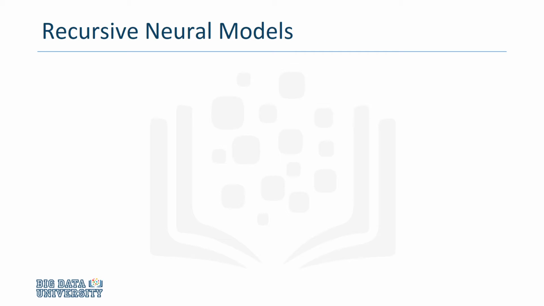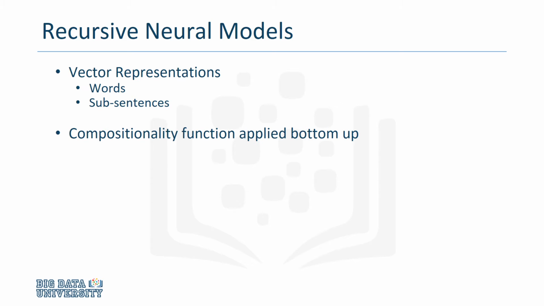Recursive neural models can be used for the sentiment analysis problem. These types of models are characterized by their use of vector representations. Vectors are used to represent words, as well as all subsentences related to an input's syntax tree. The word representations are trained with the model, and the representations of subsentences are calculated with a compositionality function. To calculate the subsentence representations, we apply the compositionality function bottom-up according to the input's parse tree. All vectors are fed to the same softmax classifier to determine the sentiment.